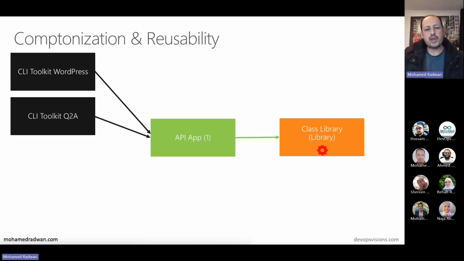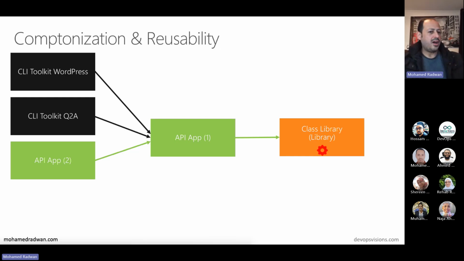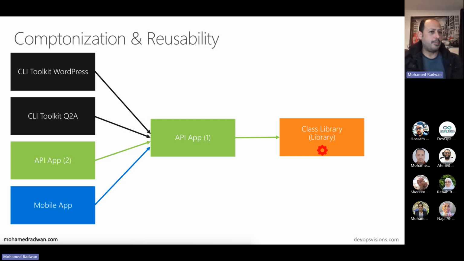So any business logic will be inside those class libraries. And then we will have an API. Of course, it could be even several APIs as a wrapper for this business logic to be RESTful. And then this can be working the same way. All CLI can interact with the API instead of interacting with the class library. And this can be other APIs or even a mobile app.